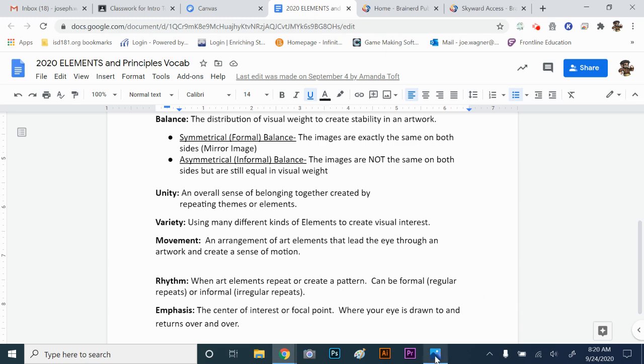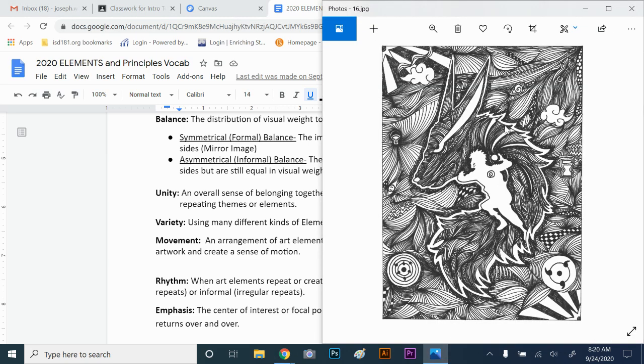So if we look at Zentangle, and I just have one pulled up here on the side, we could say that this has unity because it has all of these repeating ribbons kind of flowing throughout the background. It has unity because it's all black and white.